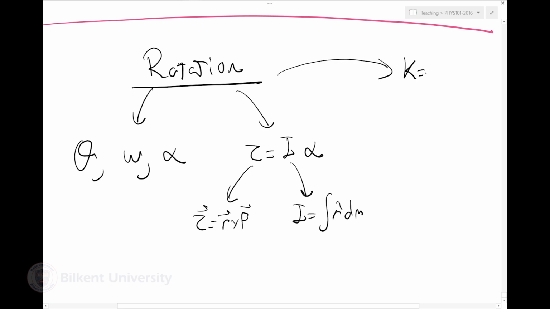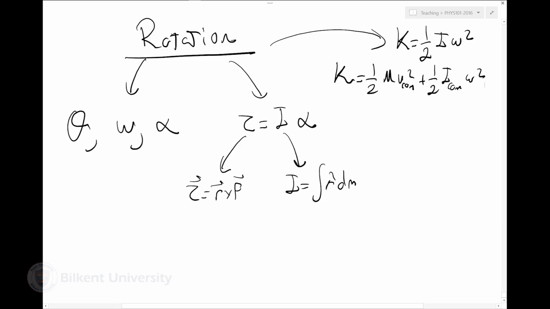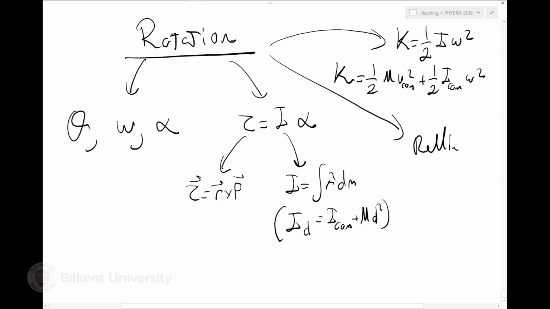You need to remember rotational kinetic energy was 1/2 I omega squared. In general, K was 1/2 m v center of mass squared plus 1/2 I center of mass omega squared. And for I, you also need to remember I_D is I center of mass plus m D squared, the parallel axis theorem. And now finally, rolling without slipping.